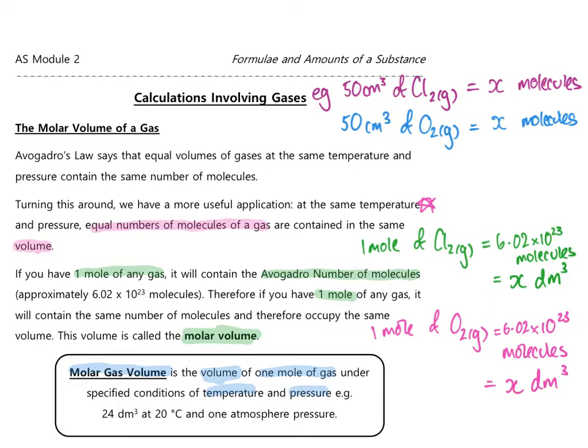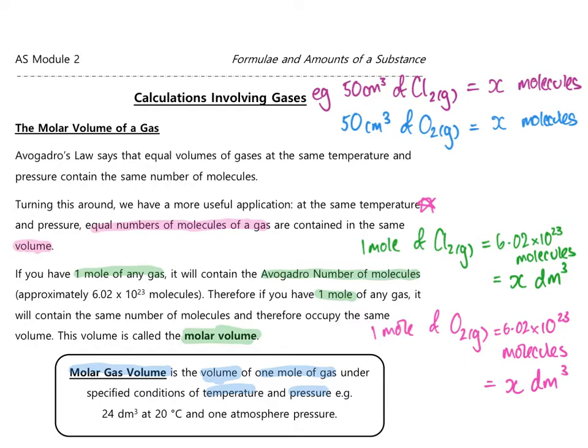So if we change the temperature or pressure, then our gases will not necessarily take up the same volume. So if we're comparing 2 gases and 1 mole of each of them, they will take up the same volume so long as the temperature and pressure are the same. And what you'll find is if you change the pressure, you change the temperature, then the volume that it takes up will change.